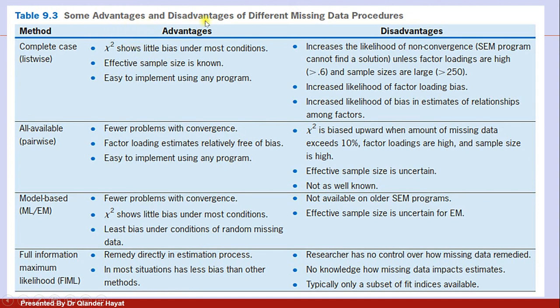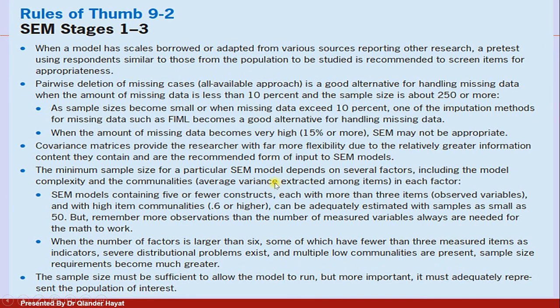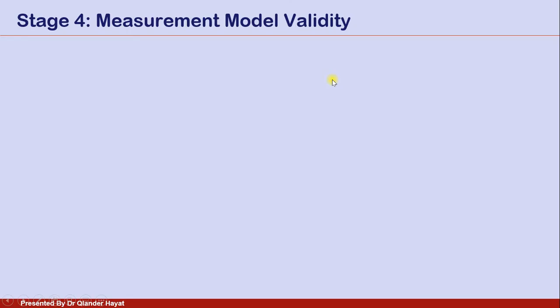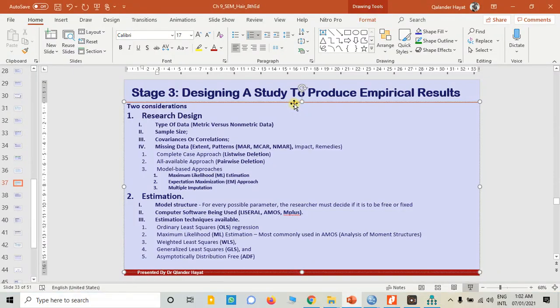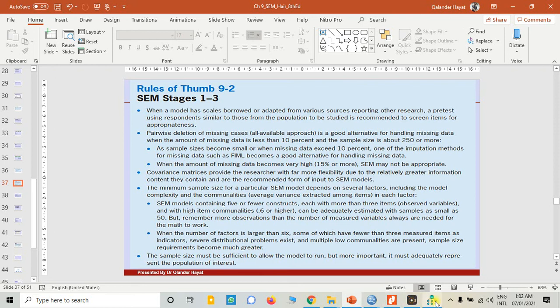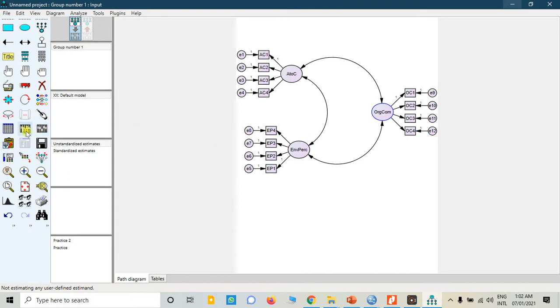There are certain advantages and disadvantages of using different missing data procedures, and I am skipping them here because they have been covered in chapter number 2. There are certain rules related to the SEM in stages 1 to 3, and now when you are done with your research design, this research design can be decided from here in analysis properties.